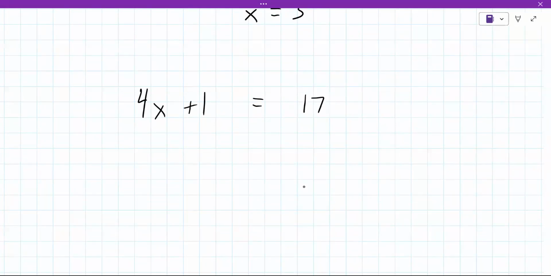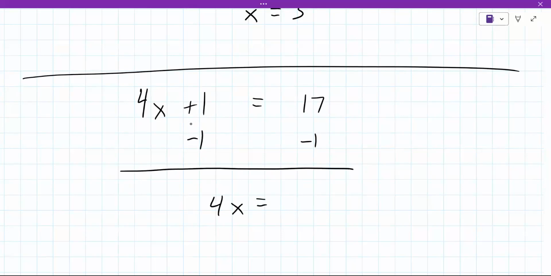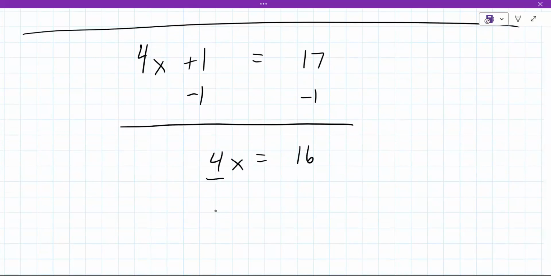Okay. So to solve this, you have to undo the numbers first that are not being multiplied and divided. Subtract 1. 4x is equal to 16. And then now you can undo the 4 because you can divide by 4.